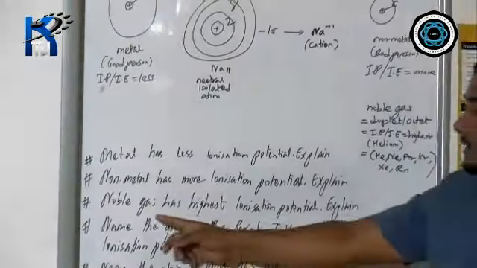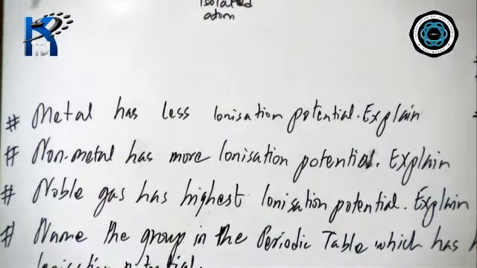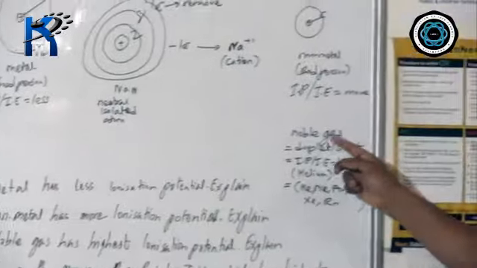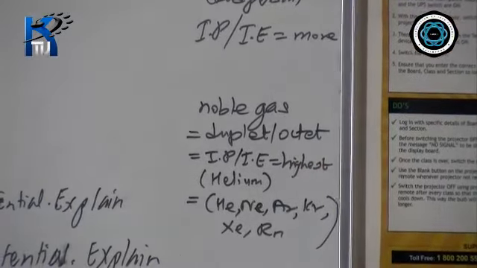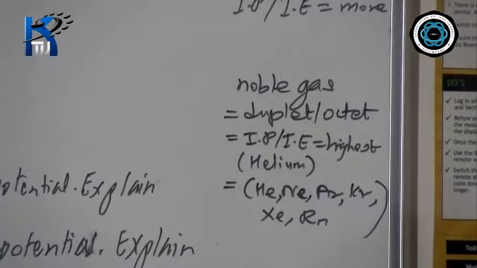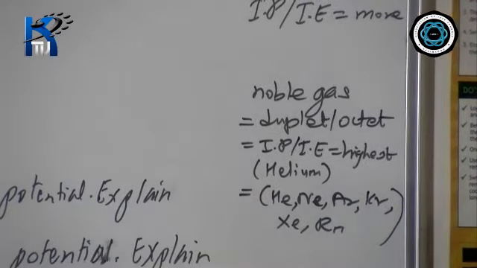Now the third question says, noble gas has highest ionization potential. Explain. You have to start the answer this way. In case of noble gas, they have a stable electronic configuration, that is duplet or octet. As a result, they are stable elements. Hence, they require the highest amount of energy to remove an electron from them. As a result, they have the highest ionization potential.